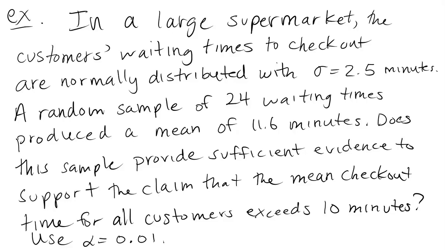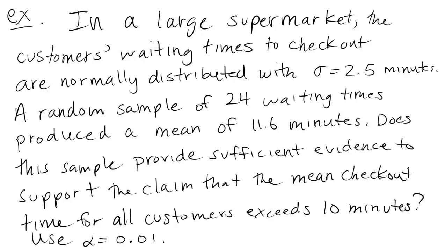equals 2.5 minutes. A random sample of 24 waiting times produced a mean of 11.6 minutes. Does this sample provide sufficient evidence to support the claim that the mean checkout time for all customers exceeds 10 minutes, use alpha equals 0.01. So we have a 1% significance level there at the end. So here's the basic idea.